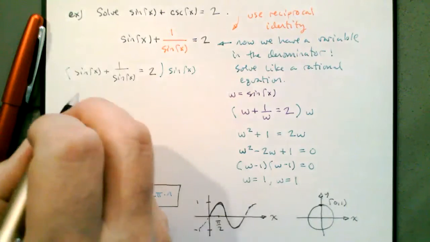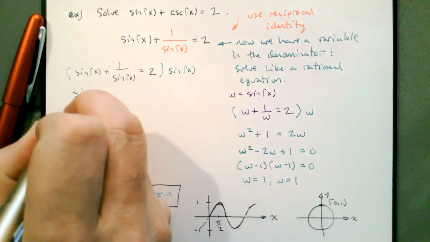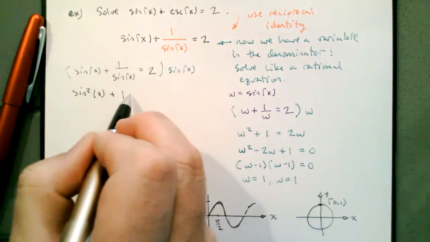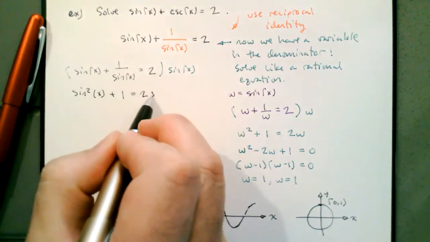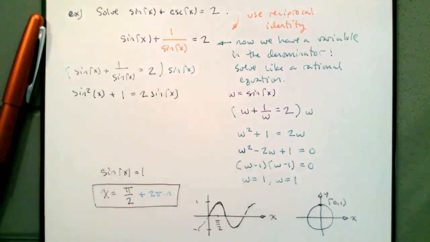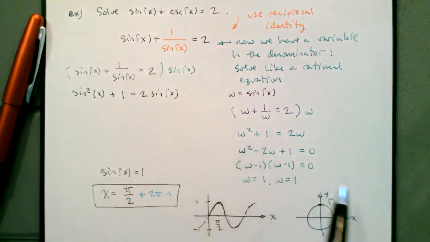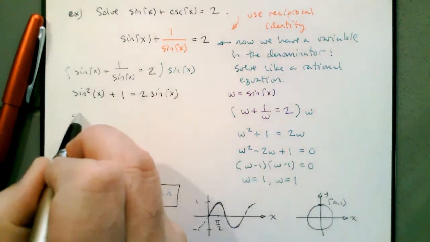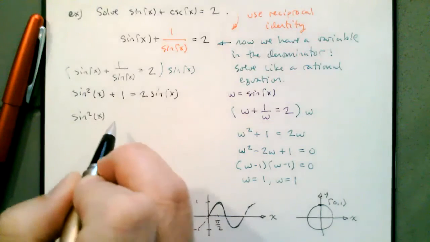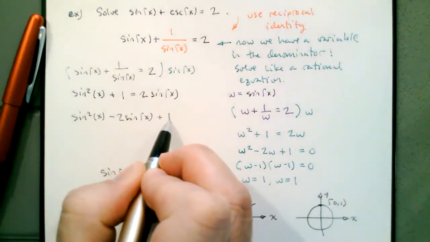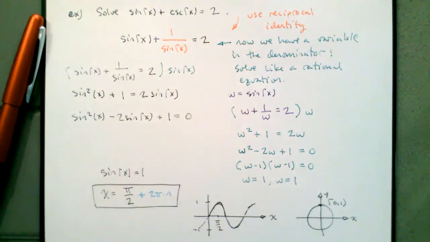This becomes sine times sine, or sine squared x. 1 over sine times sine is 1. And over here we get 2 sine x. And then I would rewrite that in quadratic style: sine squared x minus 2 sine x plus 1 equals 0. And then I can factor.